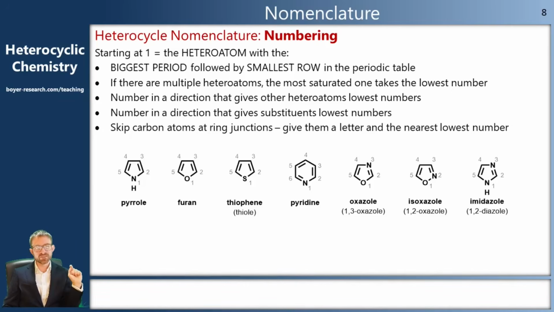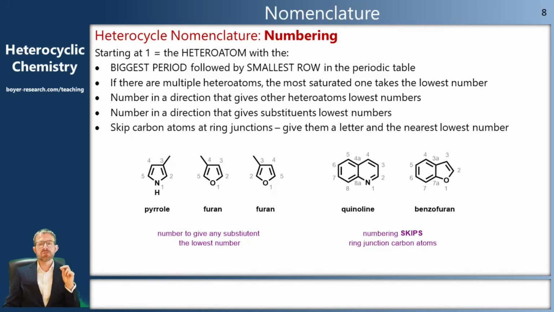And then we number around the ring consecutively. Now, if there's more than one heteroatom, we want to number around so that the next heteroatom gets the lowest number, like in oxazole. So it is a 1,3-oxazole and not the 1,4-oxazole. If there are 2 nitrogens in the same ring, like in an imidazole, the one which is most saturated has the lowest number. So the NH is N1 rather than the other one, the N3.